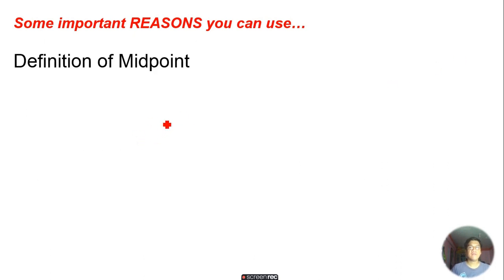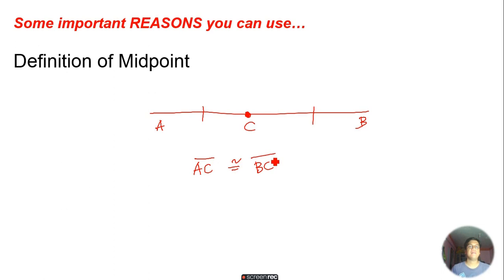Now, definition of midpoint. If we have a line segment, the midpoint is located in between. If this line segment is AB and I designate this midpoint as C, the midpoint indicates that the line segment is divided into two congruent parts. So this side is congruent to that side. We say line segment AC is congruent to line segment BC. That is the role of the midpoint. So, definition of midpoint.